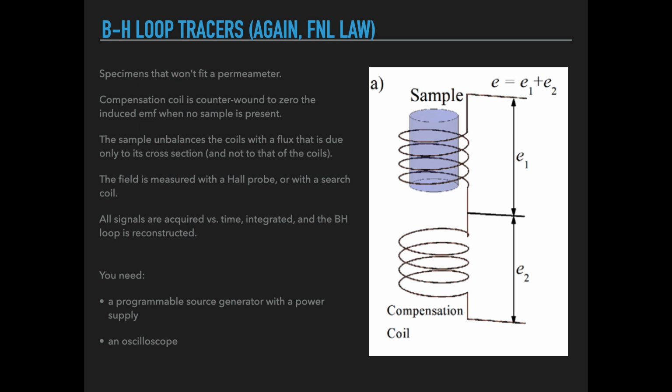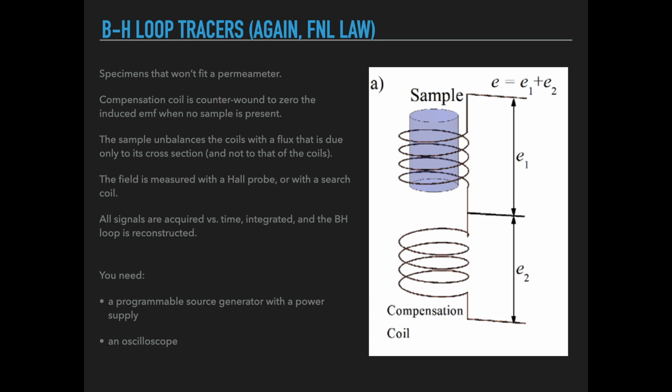Even though we discussed them in the closed magnetic circuit configuration, BH loop tracers can be used also in the open magnetic circuit configuration, again exploiting the Faraday-Neumann-Lenz law. The technique consists in using two nominally identical coils. One is the sample coil that is meant to host the sample. The second one is the compensation coil that is counterwound, so that when no sample is present and an alternating magnetic field is applied, the total electromotive force will result to be zero. Instead, when the sample is inserted into the sample coil, its presence will unbalance the set of the two coils.